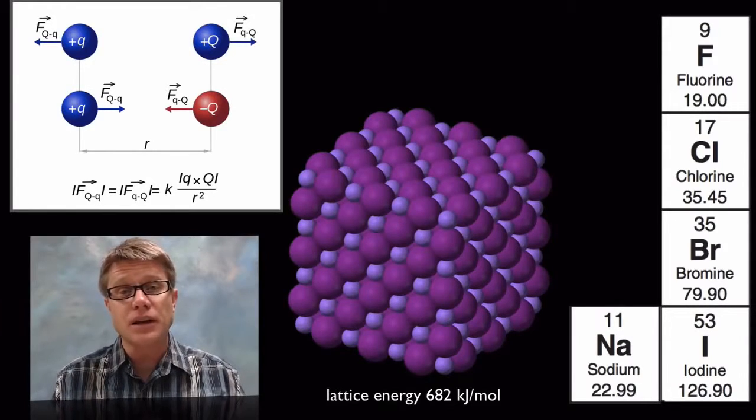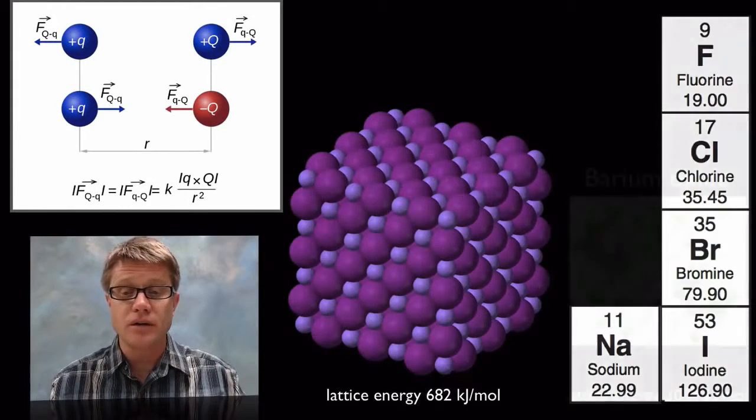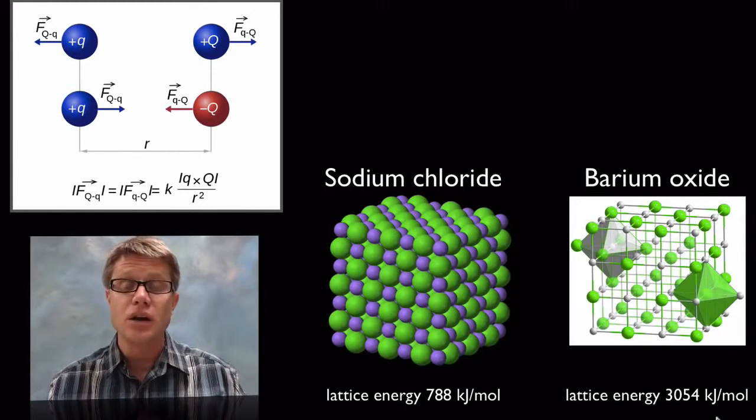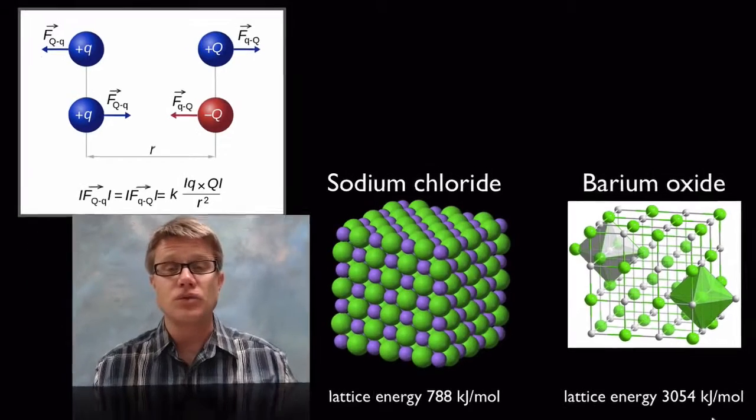But the other thing that can affect it is the charge. And so if we run sodium chloride versus barium oxide, which is going to have a totally different charge, you can see that there's a great difference between those lattice energies. In other words, as we increase the charges, we increase that ionic bond between the two atoms.